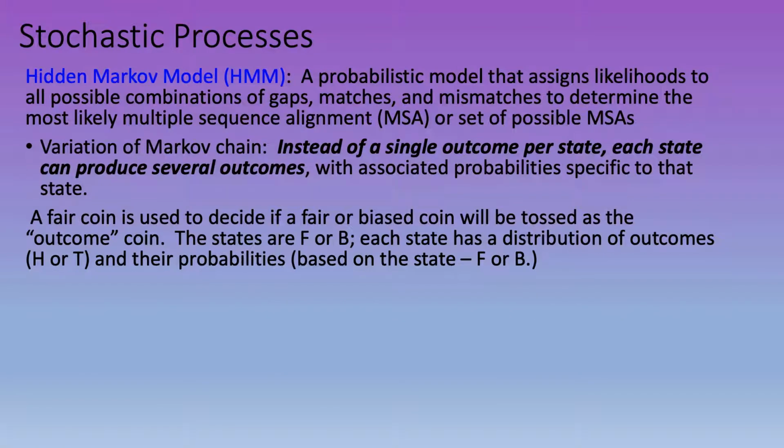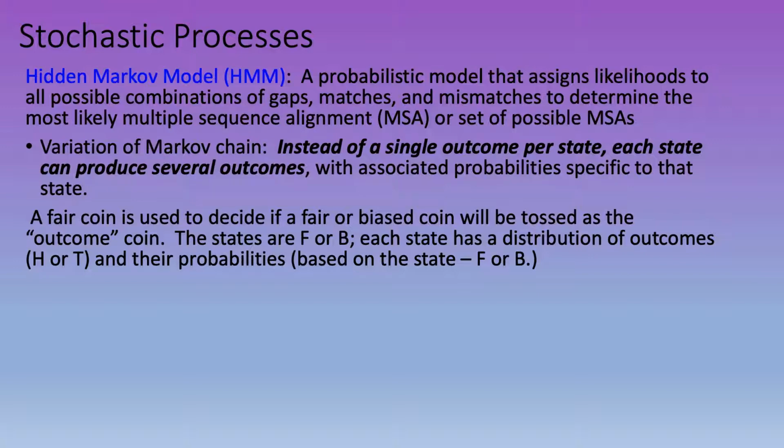That's kind of like a little dummy example of how the Markov model works and how to sort of build the state diagrams and associate the appropriate matrices of transition probabilities with it. But we're going to be looking at something known as a hidden Markov model. And the hidden Markov model is a probabilistic model that assigns likelihoods to all possible combinations of gaps and mismatches that are determined to be most likely in a multiple sequence alignment or set of multiple sequence alignments.